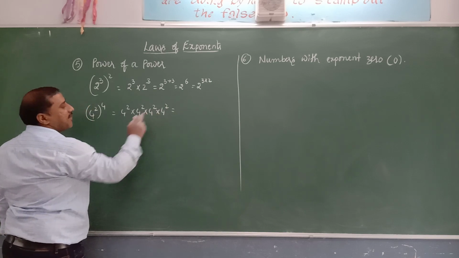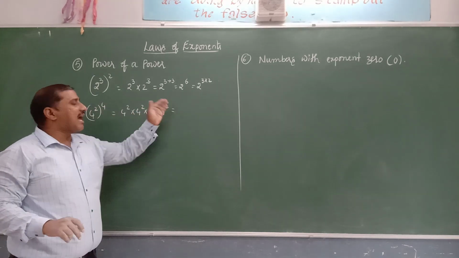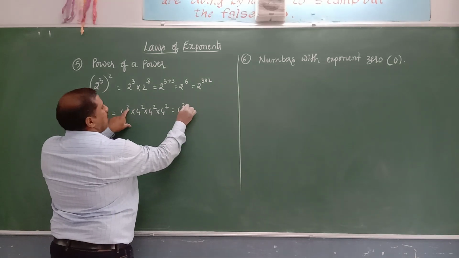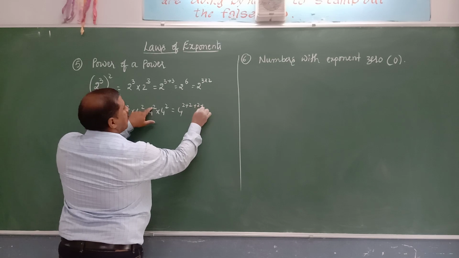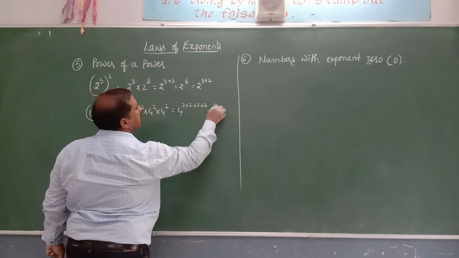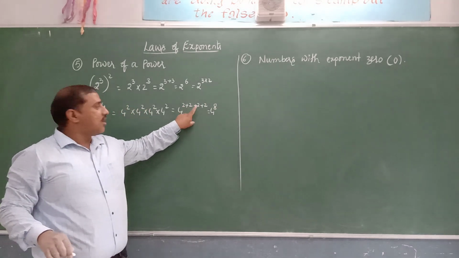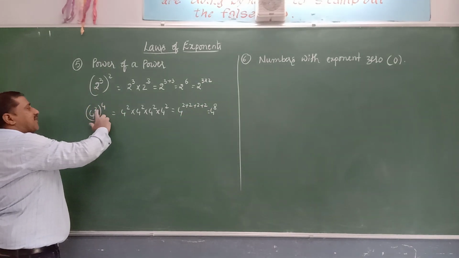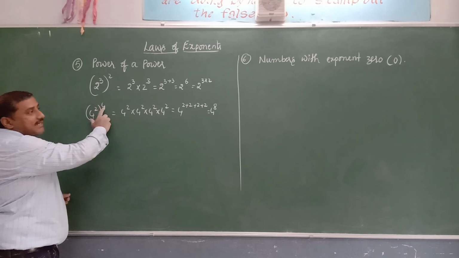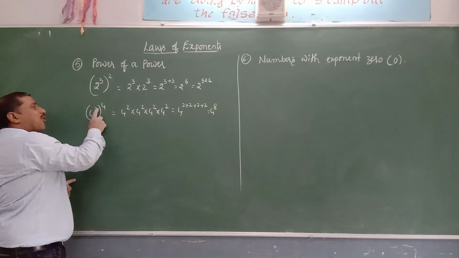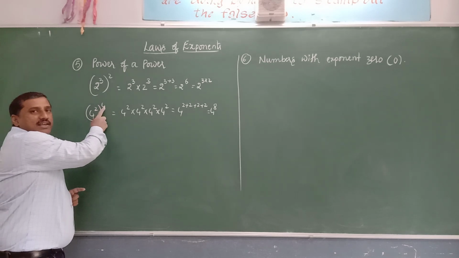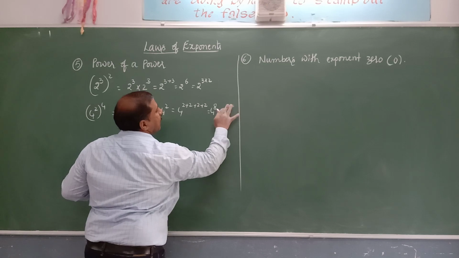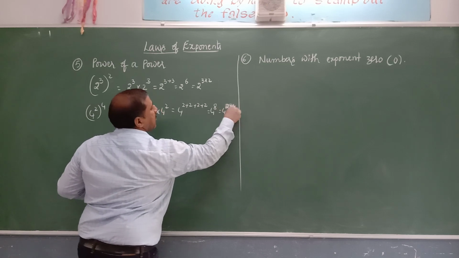Again here all our bases are same. Then what will we do? We will add up the powers. When we add powers, we get 4 to the power of 2 plus 2 plus 2 plus 2, that is equals to 4 to the power of 8. 2 plus 2 is 4, 4 plus 2 is 6, 6 plus 2 is 8. Now the product of these two powers, 2 into 4, is 8. So this 8 is nothing but the product of the powers, that is 4 to the power of 2 into 4. Is it clear?